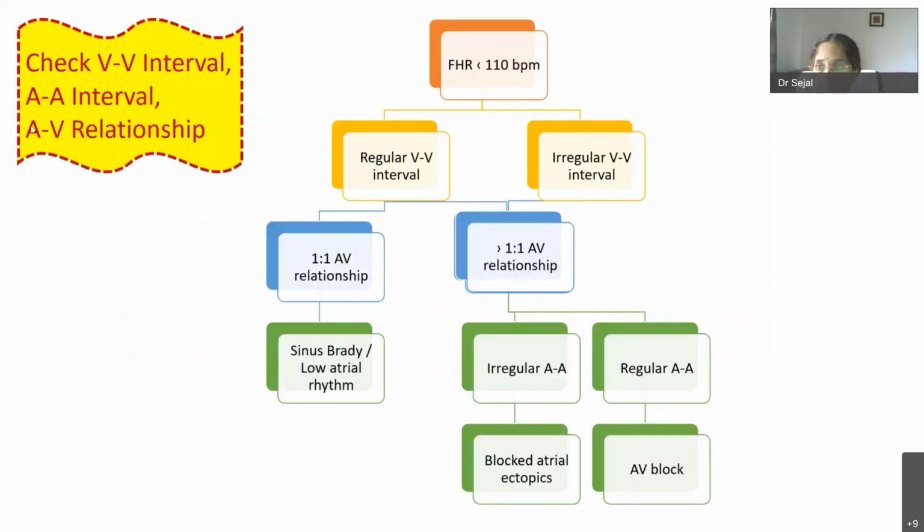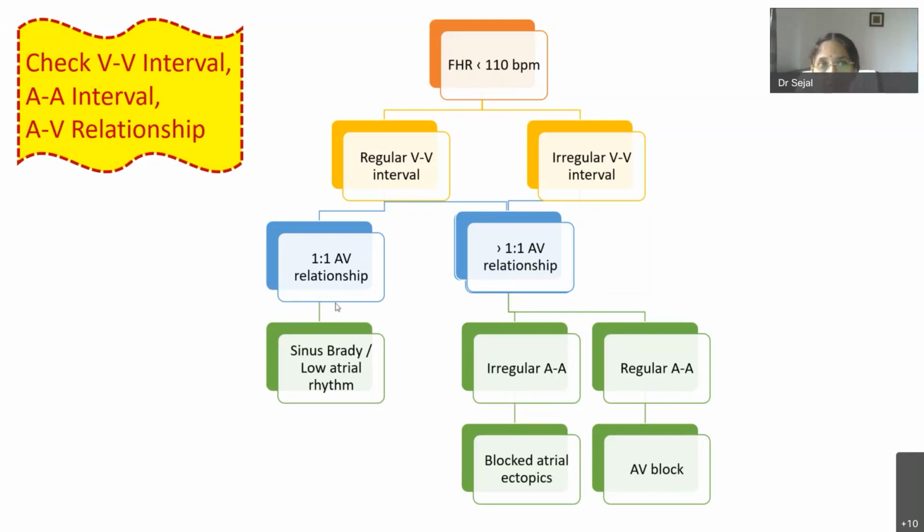Now, with this, I'm just going to summarize a flow chart for brady. So if you have a heart rate which is less than 110, you understand that it is fetal brady. Then you go for your VV interval. My VV interval is regular or my VV interval is irregular. If my VV interval is regular, then you look for your AV relationship. And if my AV relationship is regular, then it's brady sinus or low atrial. Whereas if my atrial rate is more than ventricular rate, then it could be either an AV block or blocked atrial ectopics. And in an AV block, I have a regular AA, whereas if it's blocked atrial, it's irregular AA.